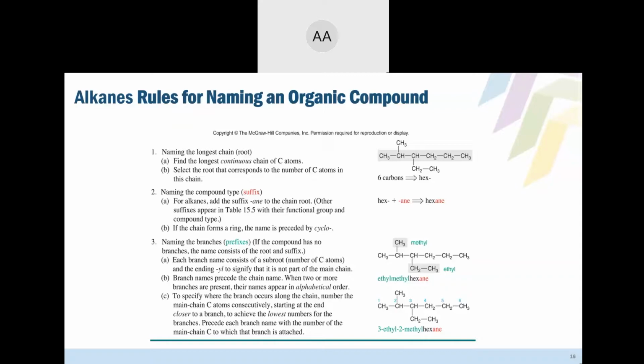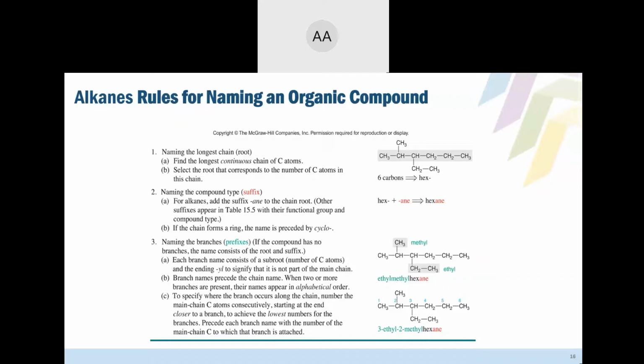And then rule number 3, naming the branches. So remember, the branches are the prefixes. So each branch name consists of a subroot, which is the number of carbon atoms, and the ending "-yl" to signify that it is not part of the main chain. So you can see here, as we said in step 1, we've got hexane, -ane found in step 2. And when we look at the molecule in question, we have a methyl group and an ethyl group. So when we have 2 or more branches, their names will always appear in alphabetical order. That means the name of this compound so far is ethyl methyl hexane.